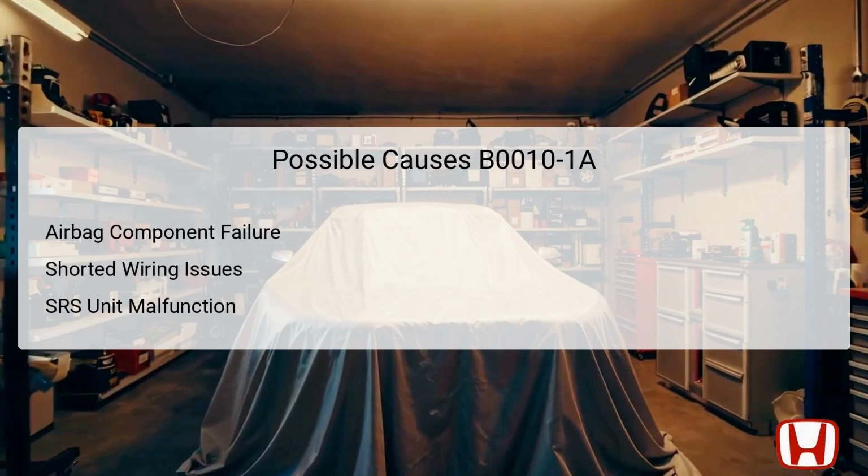Additionally, the SRS unit could malfunction due to internal sensor issues or software abnormalities that prevent it from properly assessing the airbag's state. Each of these conditions can cause the SRS to detect less resistance in the airbag system than is acceptable and subsequently store the DTC as a warning. Understanding these causes helps technicians investigate and resolve the issue more effectively.